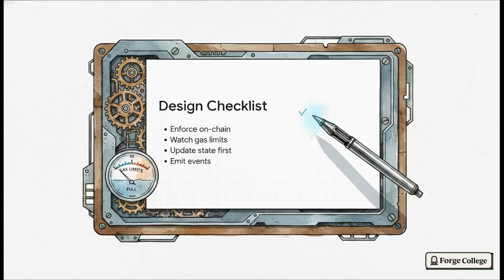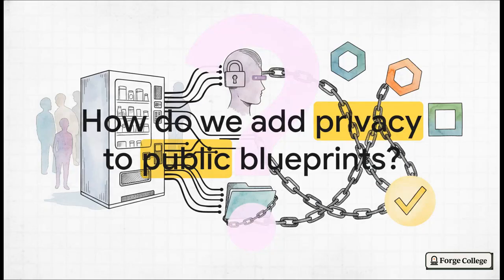Third, and I can't stress this enough, always update your state before making external calls. Protect yourself from those reentrancy exploits. And finally, use events as your observable side channel so off-chain observers know what's happening. So, our digital vending machine works perfectly out there in the open public. But that leaves us with a pretty massive question for our next lesson.